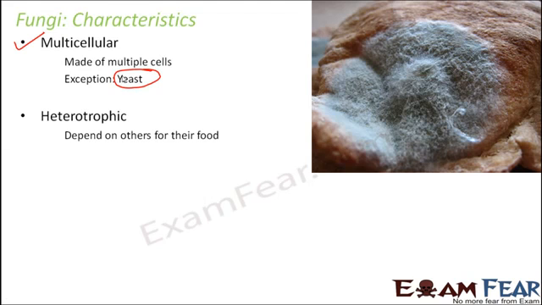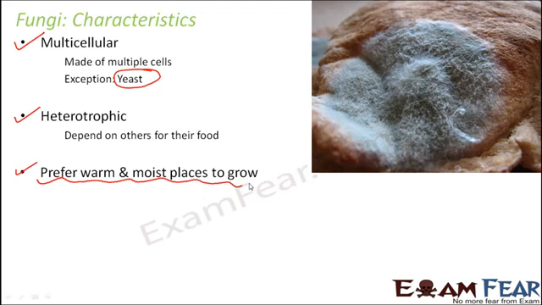They are heterotrophic, they depend on others for their food, that means they cannot prepare their own food. They depend on dead organisms, so that is why they are called saprotrophs. They prefer warm and moist places to grow. In fact, that is the reason why you would not see fungi growing on a bread if you keep it inside the refrigerator, because it's very cold, so that temperature doesn't favor the growth of fungi. But if you keep it outside, the temperature is warm, there is presence of moisture in the atmosphere, so it is a suitable place for fungi to grow.